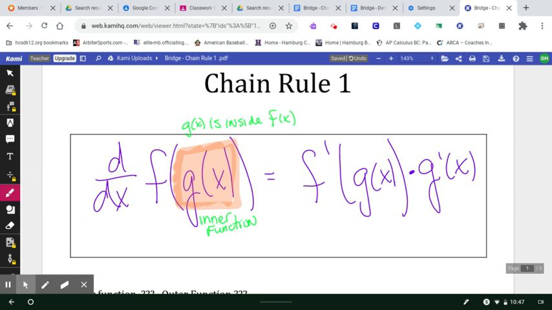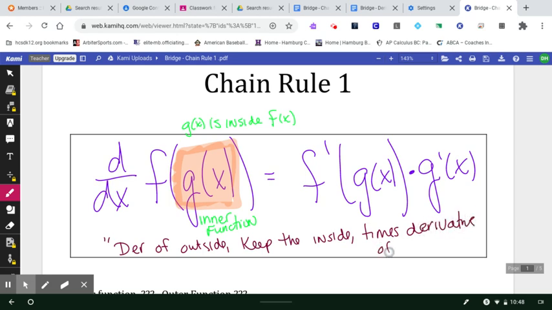So the way I talk myself, we've had little sayings for things. The quotient rule was low d high minus high d low all over low squared. There's another saying for chain rule, and you'll probably want to write this down for yourself. It's derivative of the outside, keep the inside, times derivative of the inside. Which sounds like a mouthful, but once you say it a million times, you'll have it ingrained in your head. Derivative of the outside, keep the inside, times the derivative of the inside.